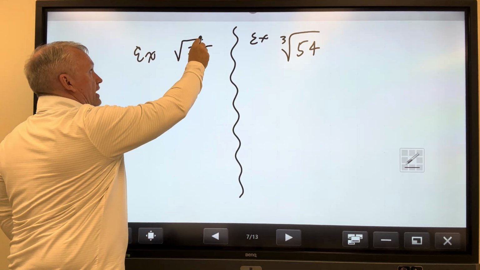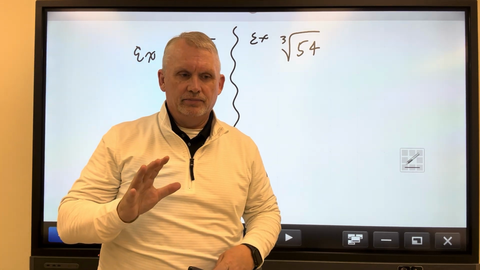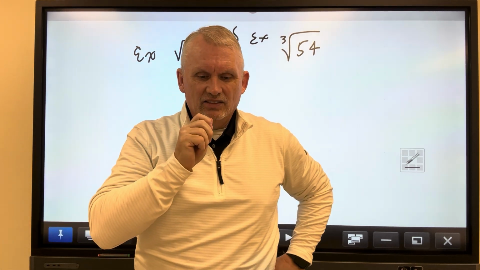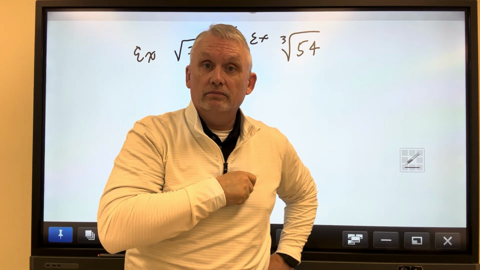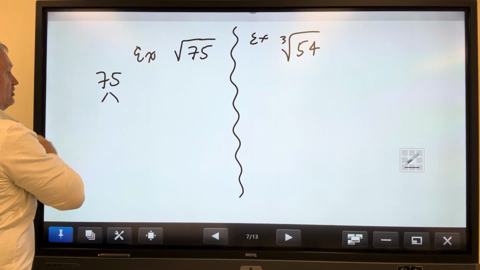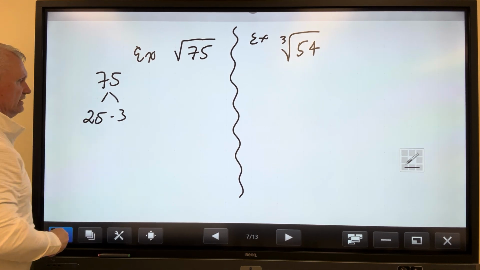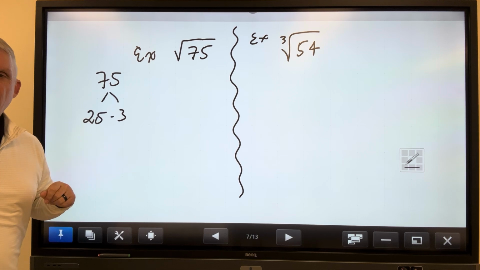This is the square root of 75. Now I can do a factor tree, and what I'm looking for is the largest perfect square. That's what I'm looking for. So if I do a factor tree of this, it is 25 times 3. That's a 5. It's 25 times 3.